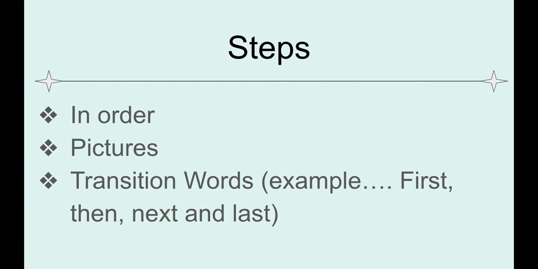Now, in order to write the steps correctly, they have to be in order. So if you're teaching someone how to do something, obviously the steps need to be in order for them to do it correctly. It's really helpful to have pictures to go with each step so the reader understands what they're supposed to do. And of course, including the transition words like first, then, next, last. Words like that are helpful when you're doing how-to writing for each step.